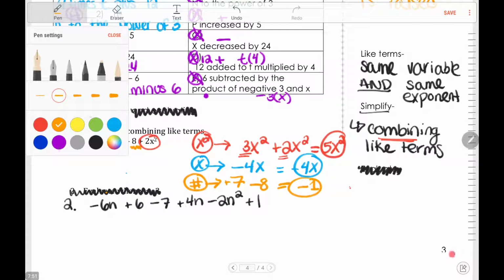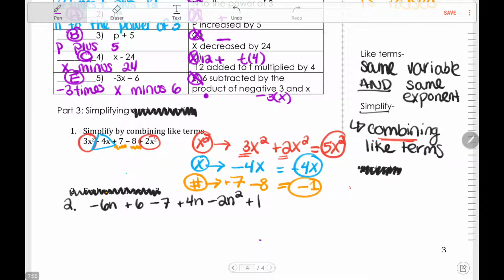Okay, so now I need to write this as my final answer. Remember, when we write our final answer, we put it all together. So I have 5x squared minus 4x plus, oh, not plus, it's a negative 1, so minus 1. And that is my final answer. Okay, go ahead and try example number 2 for combining like terms.